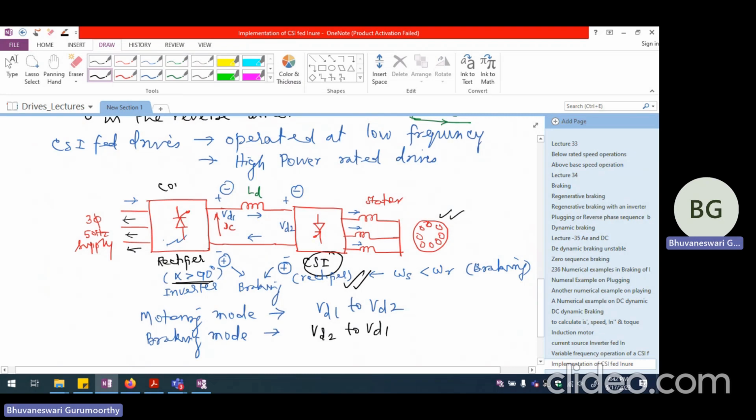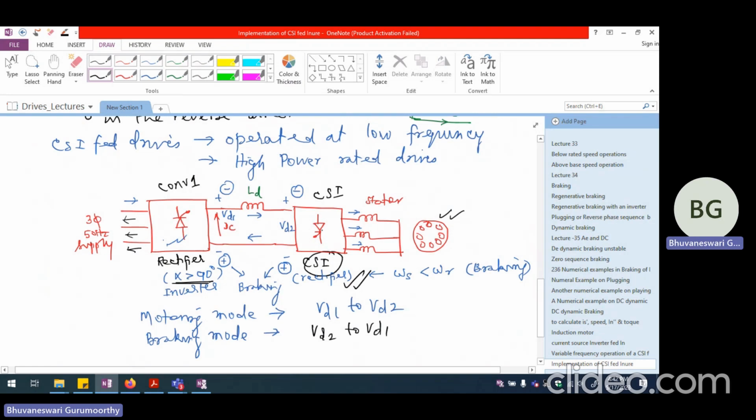So let me call this as converter 1, and this is the CSI. Now the CSI starts working as a rectifier and converter 1 starts working as a line commutated inverter, and braking automatically takes place. So in large capacity drive, we don't want to lose out on the energy that can be recovered from braking.